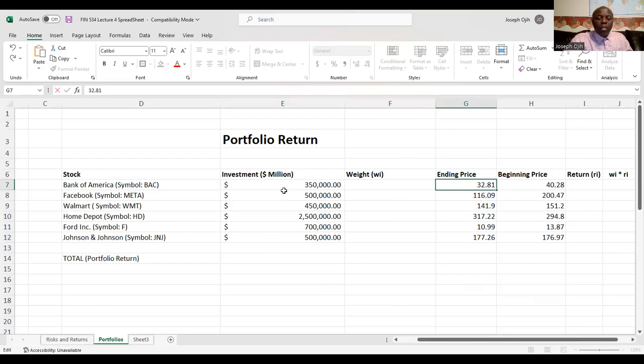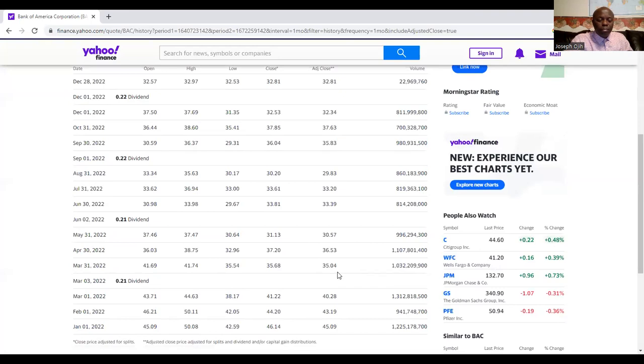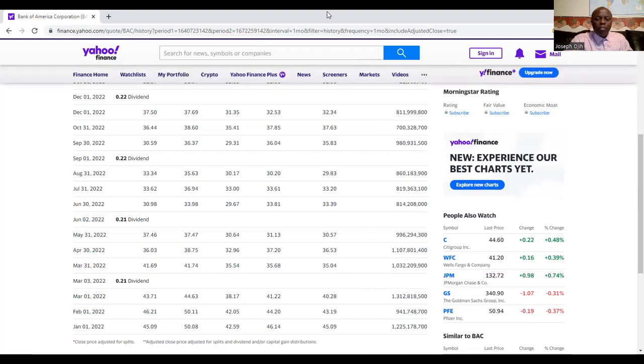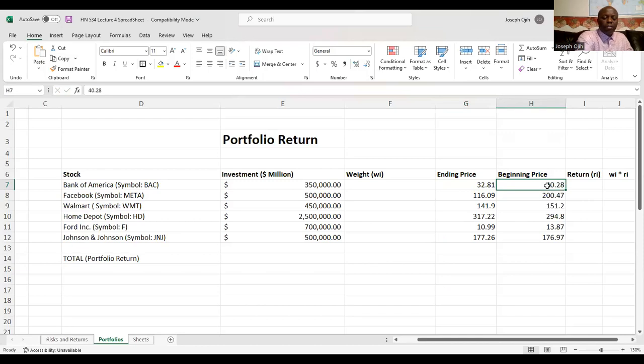Okay, the beginning price. Let's look at the beginning price from March of 2022. Remember, that is my preference. At 35.04. Okay. So let me go and put it there, 35.04. Now, that's Bank of America.